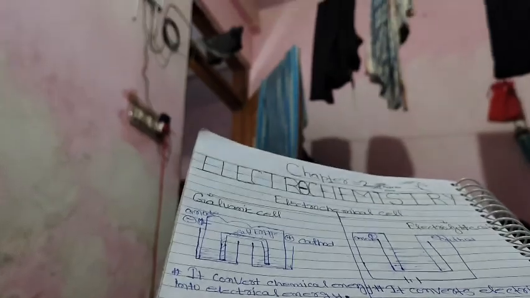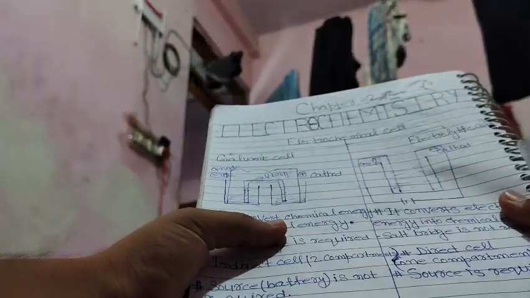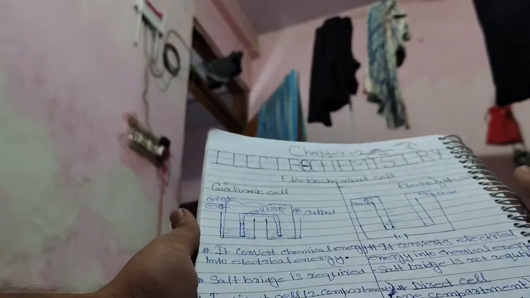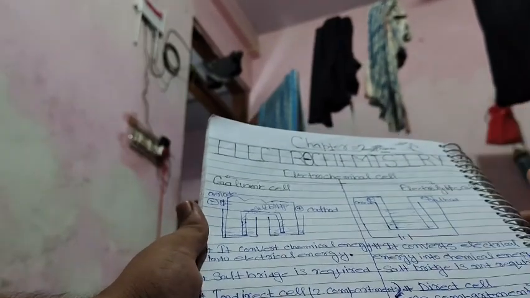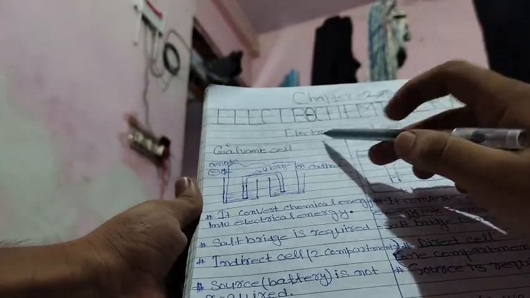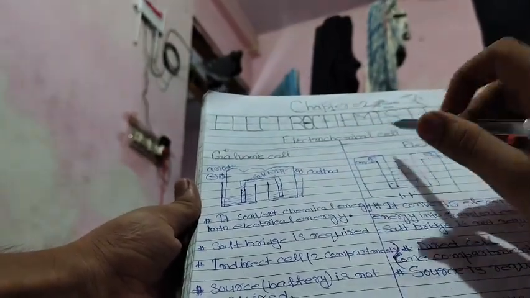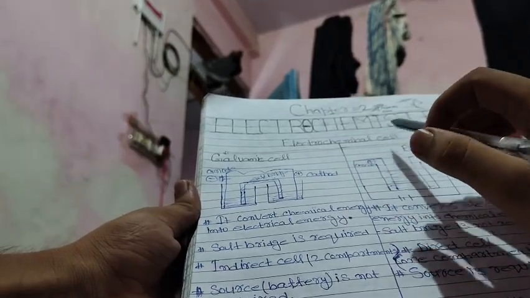Yes, today we are going to study electrochemistry. In electrochemistry there are two types of cells: the galvanic cell and the electrolytic cell. Galvanic cell and electrolytic cell are the two parts of the electrochemical cell.